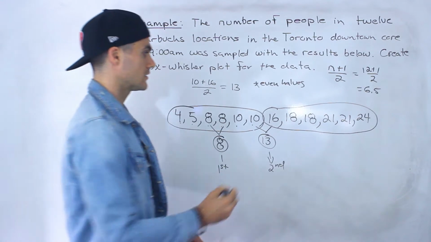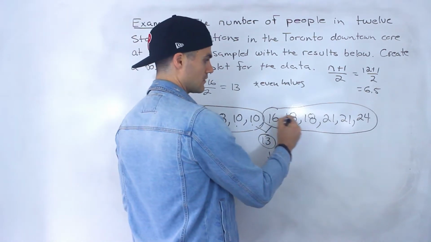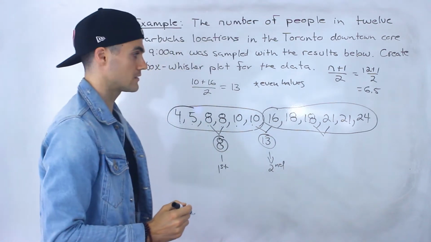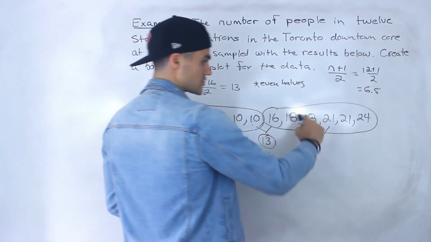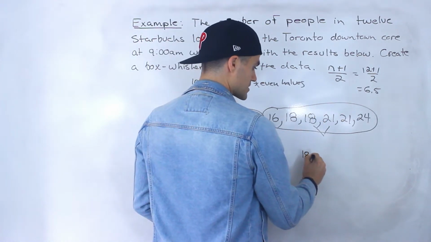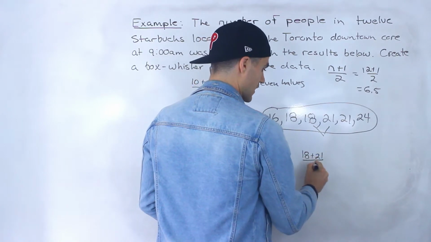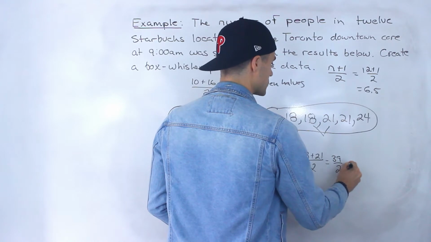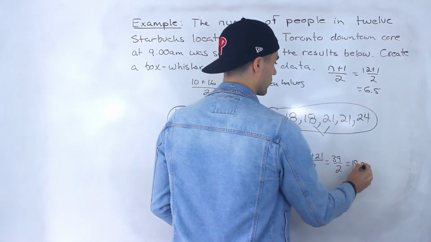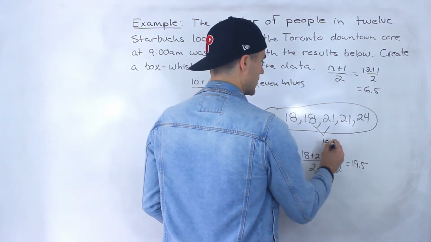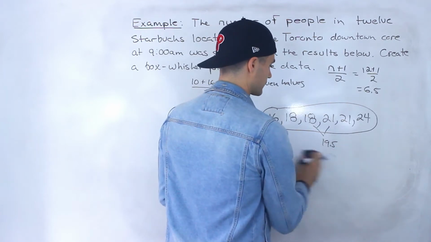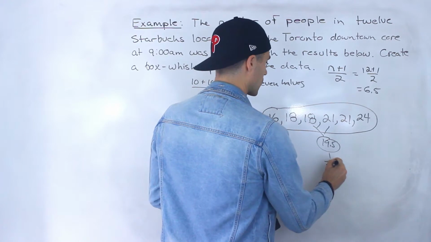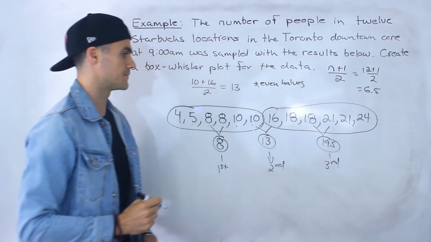And then over here, same thing, 1, 2, 3. So the middle between these two right there. So we got to average these numbers out. So 18 plus 21 divided by 2, that would be what? 39? Divided by 2, which would give us 19.5. So 19.5 is the third quartile of this data.